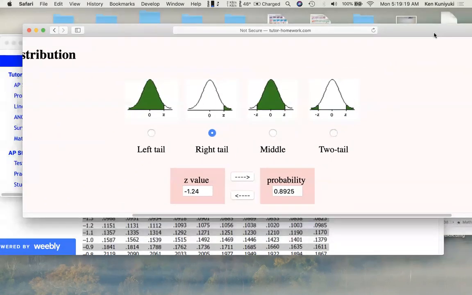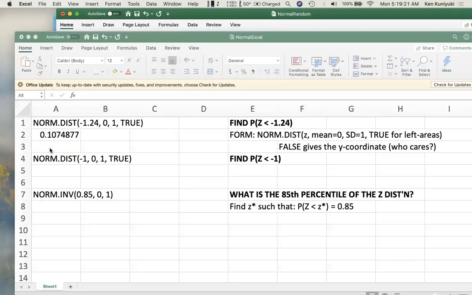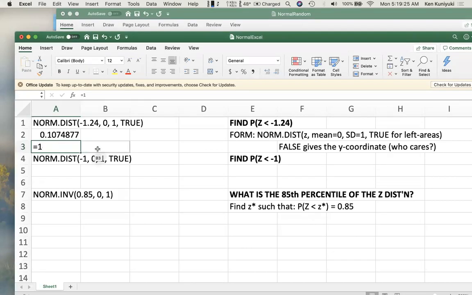All right. And for Excel, again, it would help to know that you subtract this from 1. And Excel expects you to know that: equals 1 minus the entry in A2. Excel expects you to know that the right tail probability is the complement, 1 minus that. So Excel expects you to be smart.